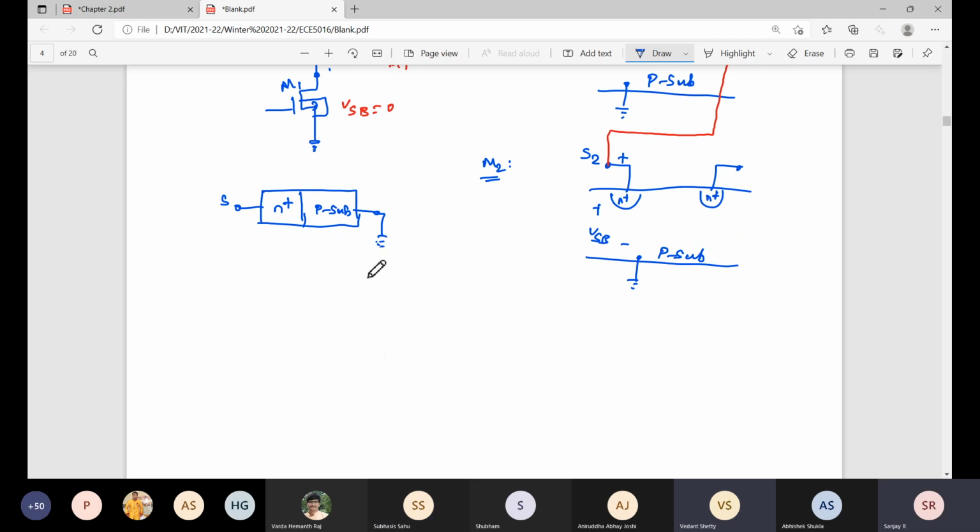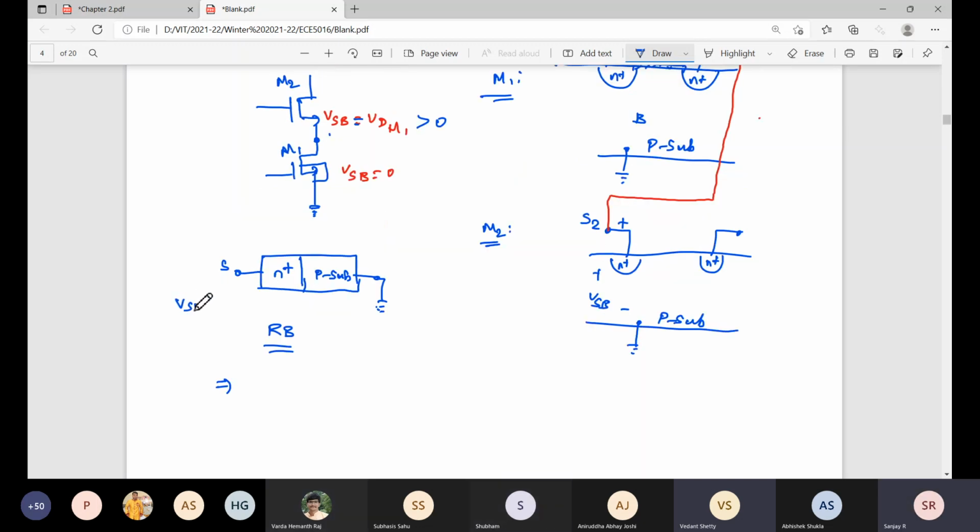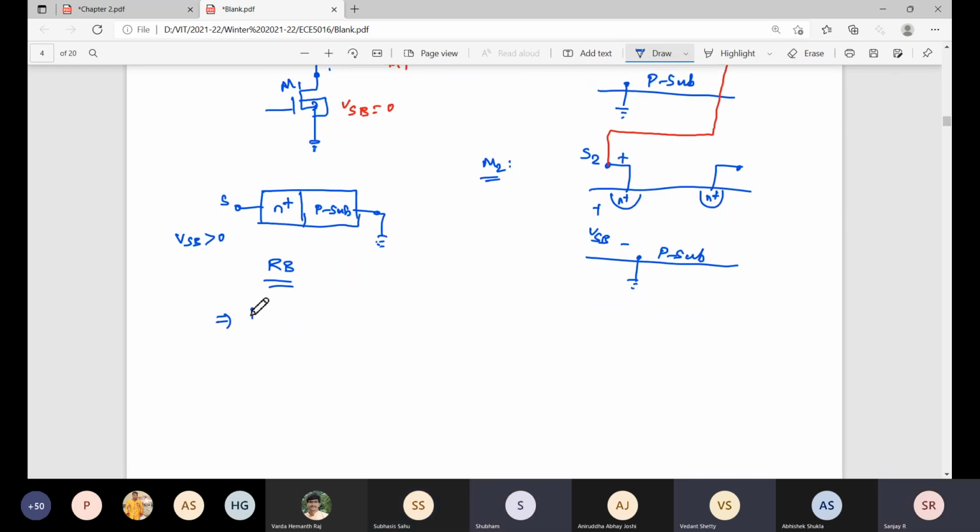Reverse bias, good. Reverse bias means the depletion region widens. If you increase VSB, the depletion region widens. So a widened depletion region means which charge will increase, mobile charge or immobile charge? Immobile charge, good. That means what is immobile? The ions, the intrinsic charge that is available in the lattice, not in the outside cell. So, immobile charge.